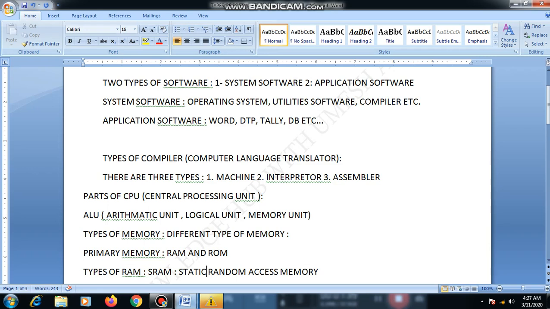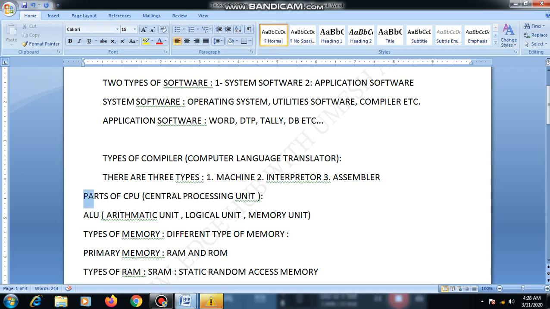Interpreter is another translator. The interpreter translates the data line by line. And another one is assembler. Assembler is a type of translator, but it only translates assembly language data.